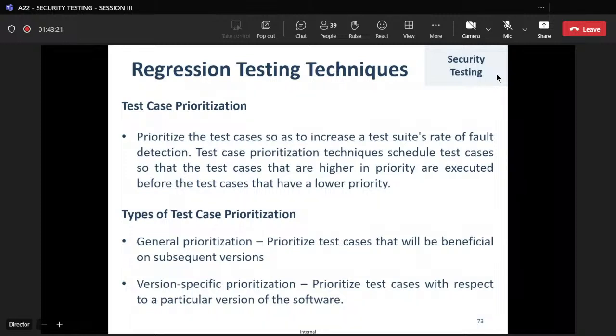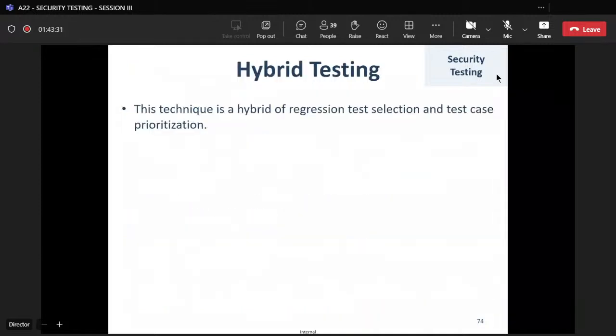General prioritization, version specific prioritization. There are a few types of test case prioritization that are in use. Then hybrid, you'll be following one or more parameters.